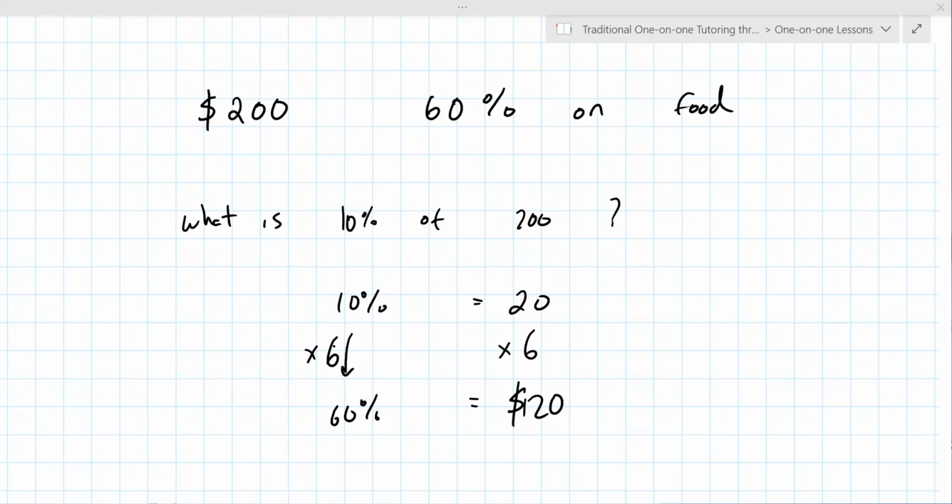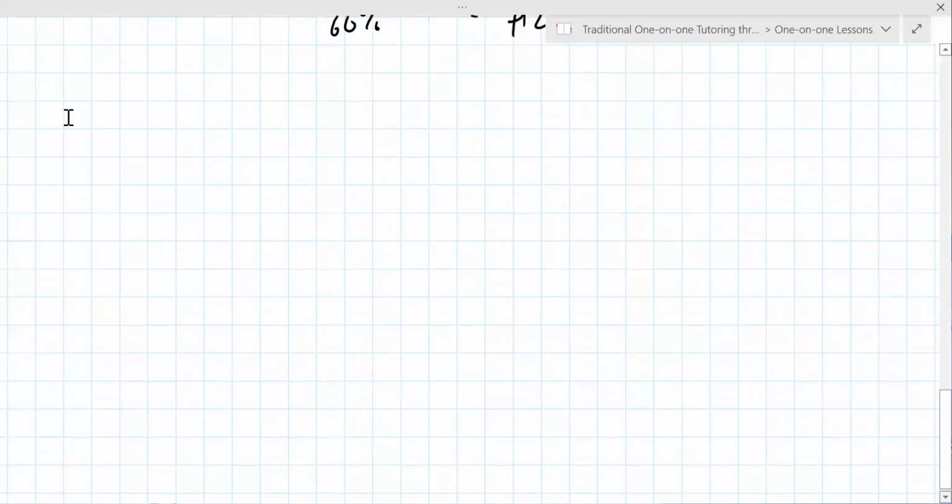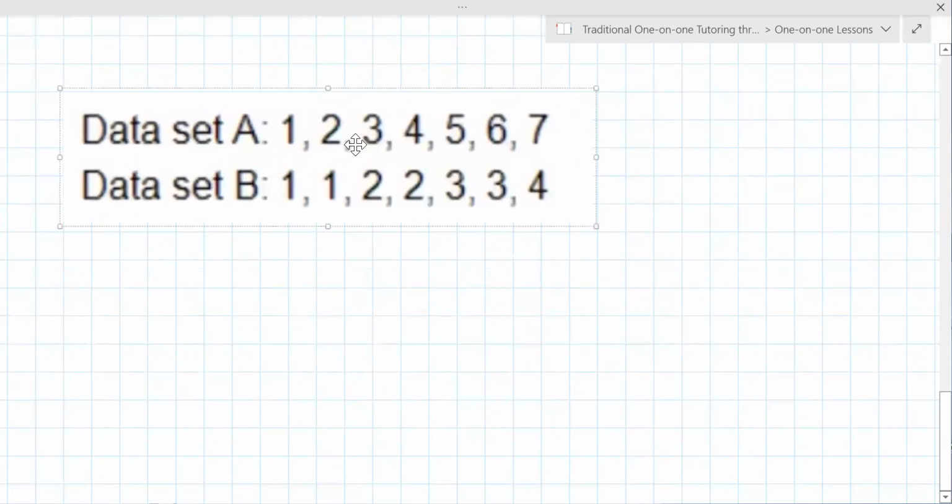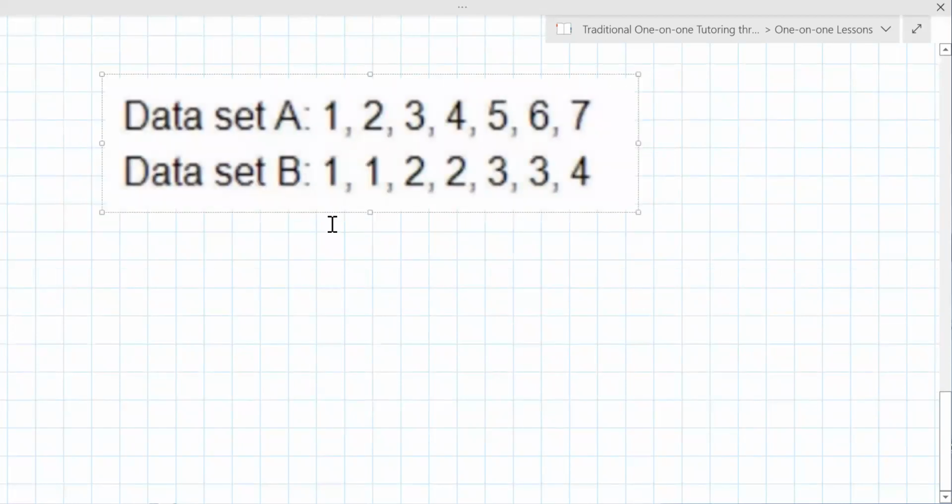Okay, let's talk about an average problem. Let's look at an average problem. Okay, so we're going to look at 2 data sets. We're going to look at data set A and data set B. Okay, so I want you to find the average of data set A.